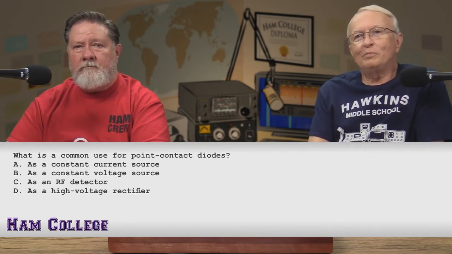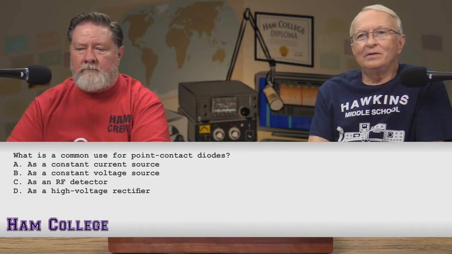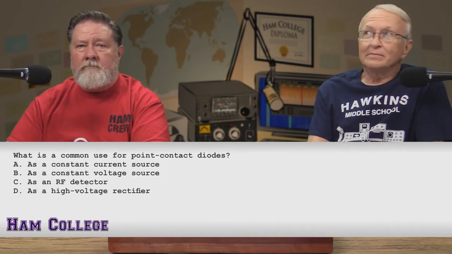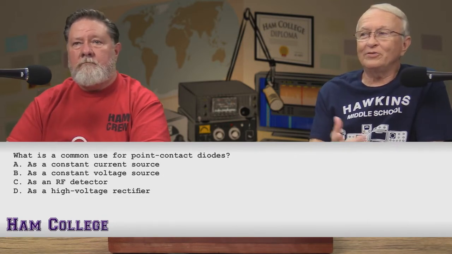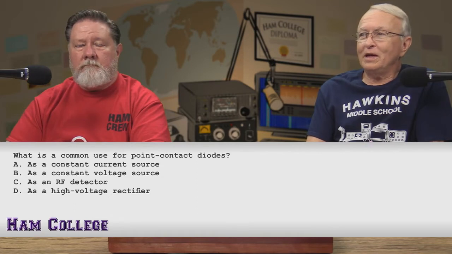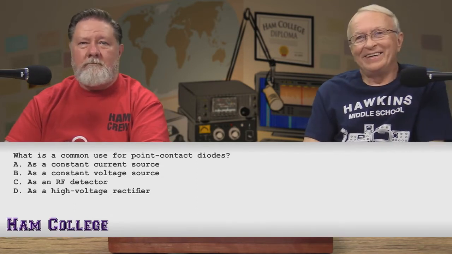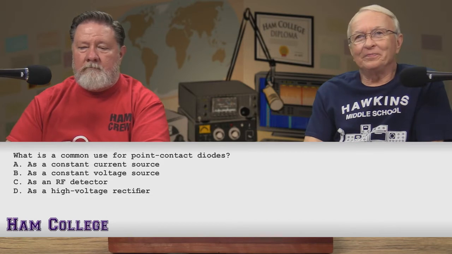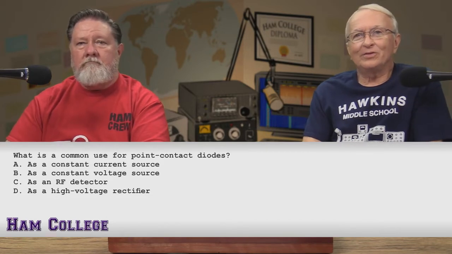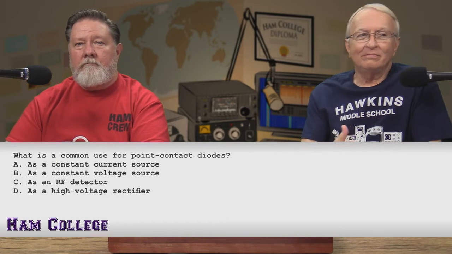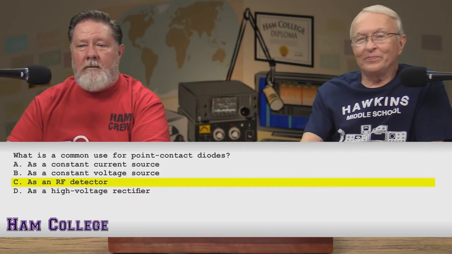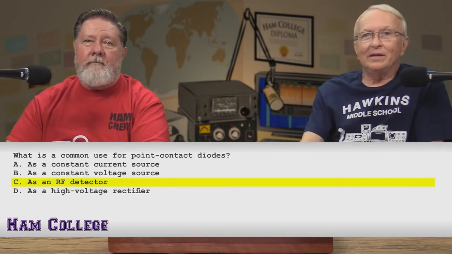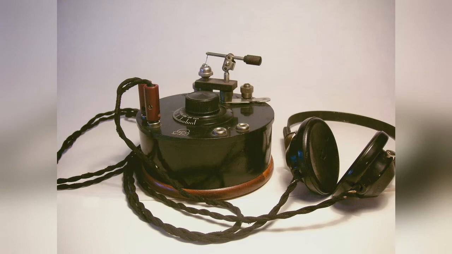What's a common use for a point contact diode? Well, you know, a cat whisker is a point contact diode. It's an RF detector. That's going to be my answer. The chat room, they're all getting that one right, too. So it is. It must be right. Yep. And if you want to pet the kitty one more time. Deja vu. He wants his whisker back.